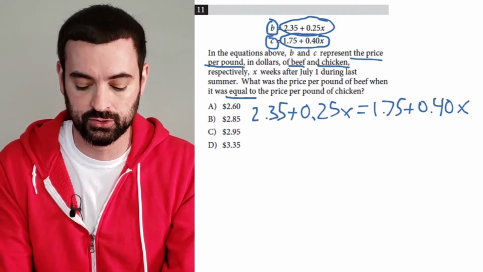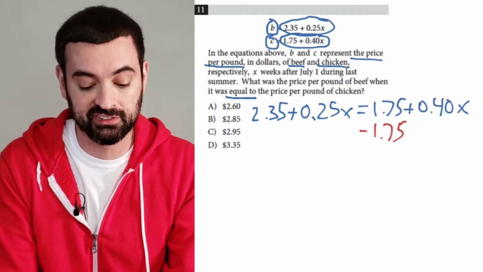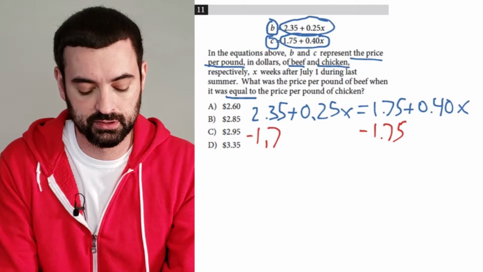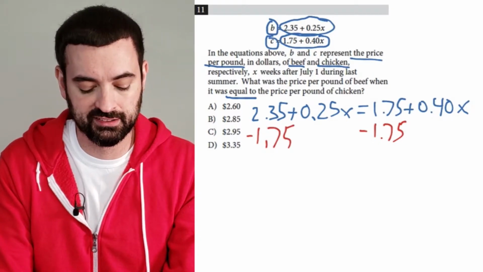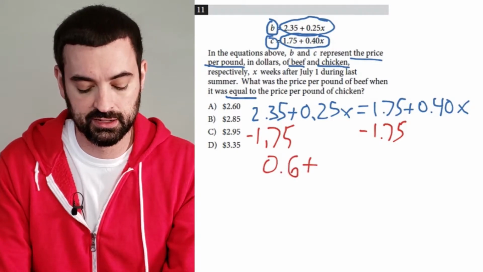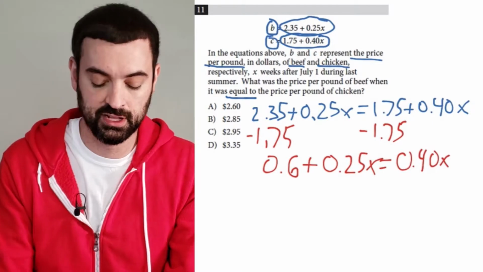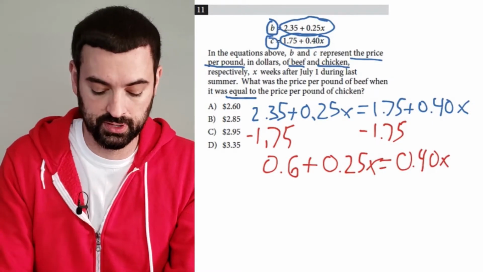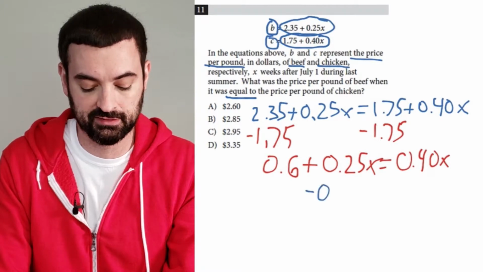I'm going to subtract 1.75 from both sides. And that gives me 0.6 plus 0.25x equals 0.40x. And then I will subtract 0.25x from both sides.